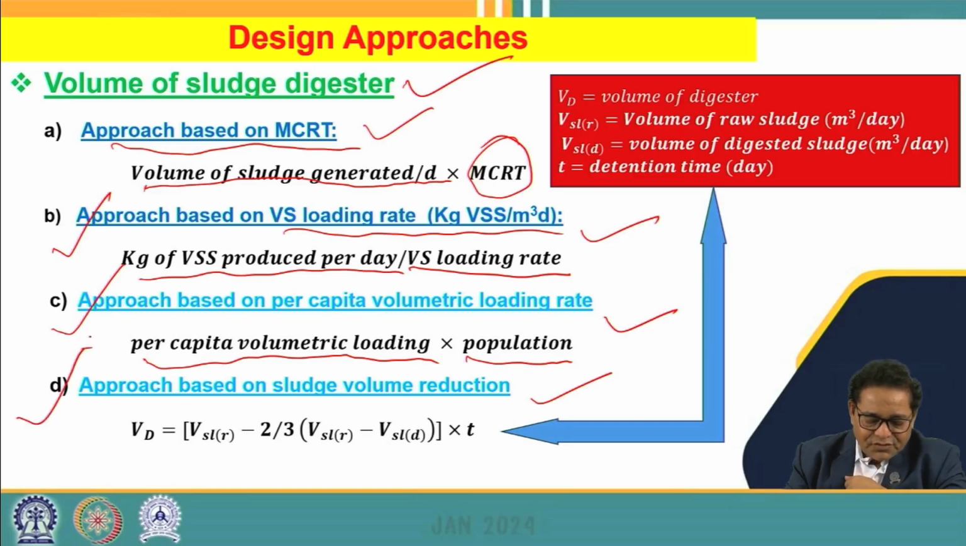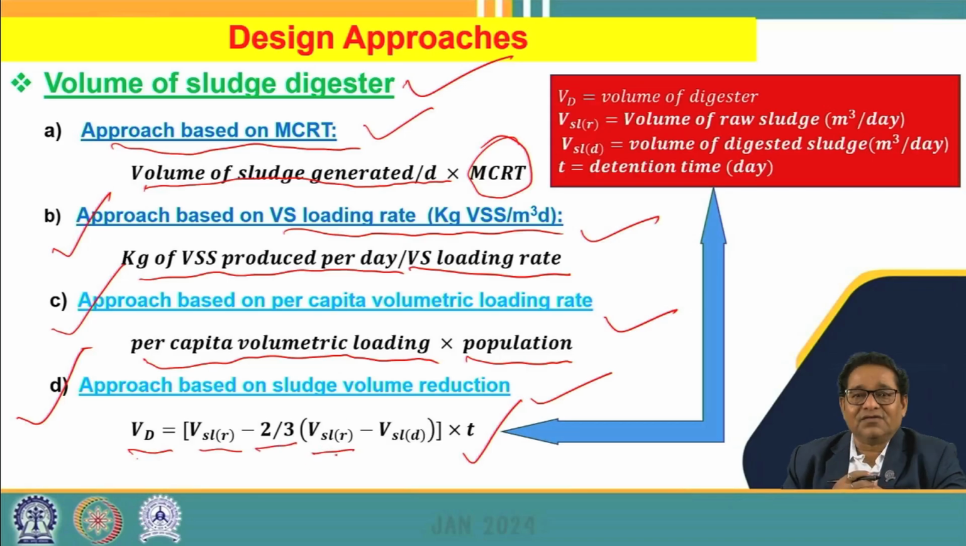And then the last approach is based on the sludge volume reduction. This is the formula we use: Vd is equal to [V_SLR, that is the volume of the raw sludge, minus 2/3 of (the volume of raw sludge minus the volume of the digested sludge)], and then multiplied by the time, which is the detention time. That may be in days, that may be in months. As per the unit, we can put this value here and calculate the total volume of digester required.